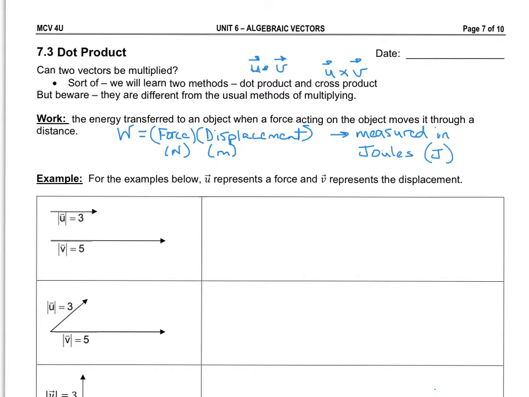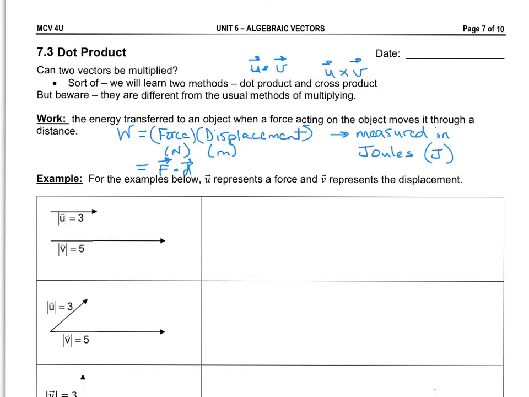All right, so we're going to work with that and look at how that goes with our vectors that we've been talking about. Sometimes in physics you might also see this force as a capital F, a force vector, times, and it has a dot as a times, and then your d vector, your displacement. All right, so for our examples below, the u is representing our force and our v represents the displacement, if you want to think about that.